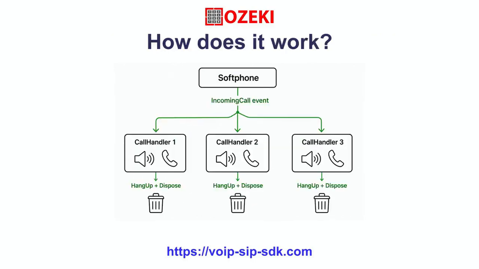How does this solution work? Each time the soft phone raises its incoming call event, the program wraps that call in a new call handler and adds it to a shared list, and the handler answers the call, attaches its own media objects, and when the call ends, disposes everything and removes itself from the list, leaving every other active call completely untouched.